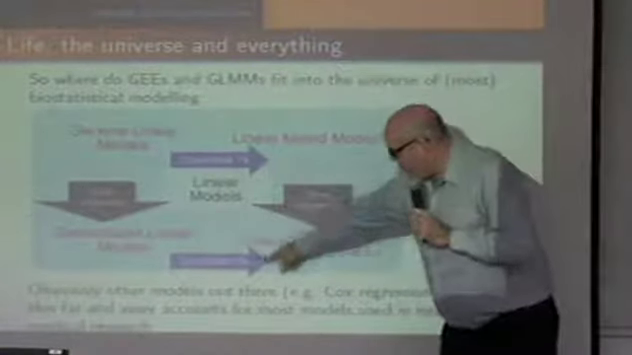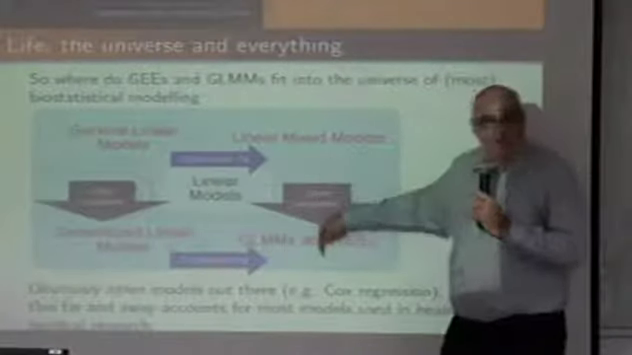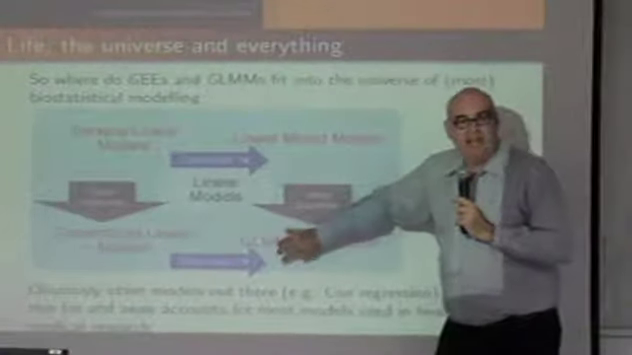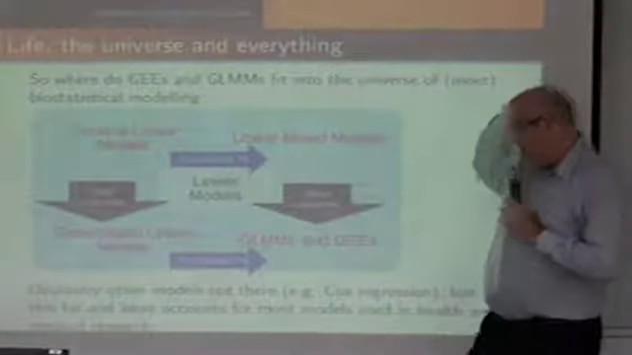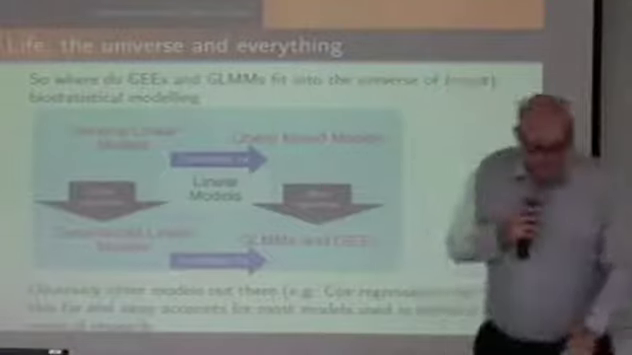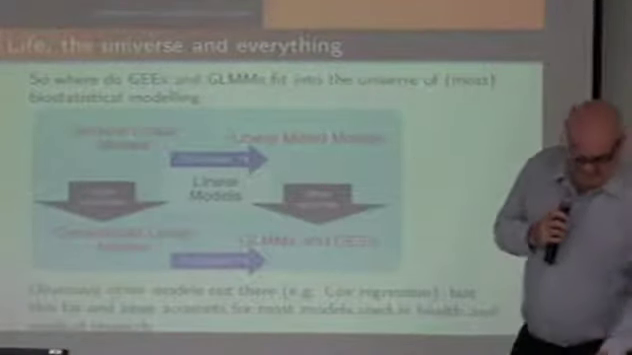So here we are right here. We have correlated Ys that are also categorical. We are now down in generalized linear mixed models and generalized estimating equations. There are other models out there, of course. But if you understand this, you're most of the way there.